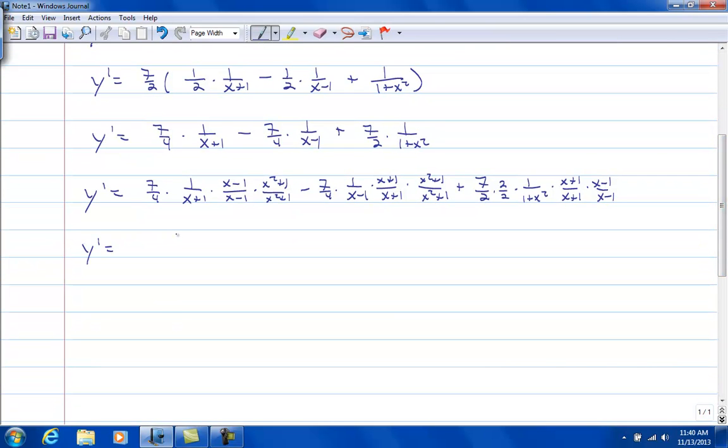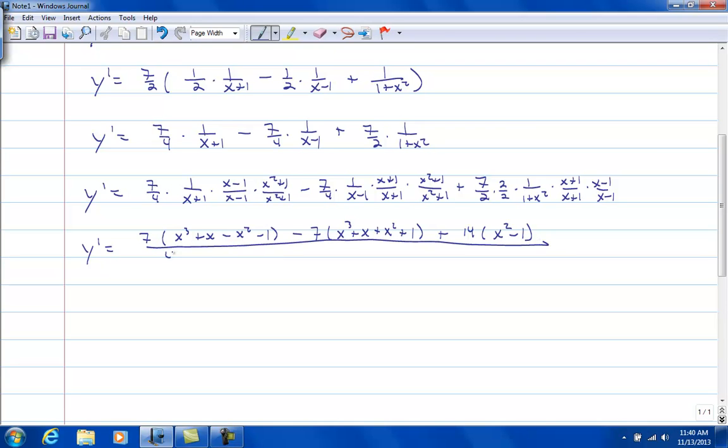So y prime is going to be 7 times x squared is x cubed, x times 1 is x, negative 1 times x squared is minus x squared, and negative 1 times 1 is negative 1, minus 7 times x squared is x cubed plus x squared plus 1, plus, and then we have 7 times 2 is 14 times x plus 1 times x minus 1 is x squared minus 1. All over the common denominator.